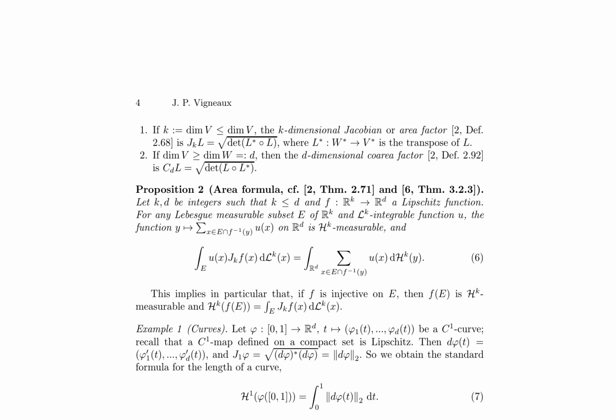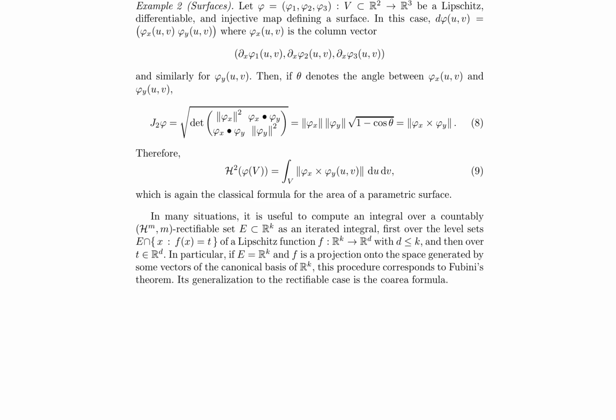The area formula, also known as proposition 2, establishes an equivalence between integrals over subsets of the domain and integrals over the corresponding subsets of the codomain through the Jacobian or coarea factor. This is demonstrated through examples of curves and surfaces, illustrating how the formula can be applied to compute lengths and areas. The section concludes by highlighting the utility of computing integrals over countably rectifiable sets through iterated integrals, including a mention of Fubini's theorem as a special case.